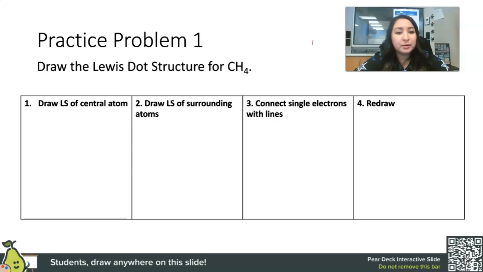First, I want you guys to go ahead and draw the Lewis structure for CH4. Well, just for the C, for CH4. Start with step number 1: draw the Lewis structure of the central atom. So just only do number 1.